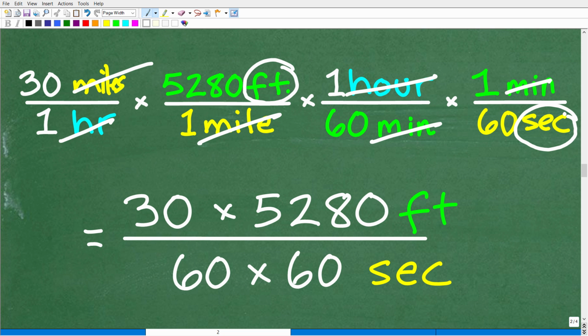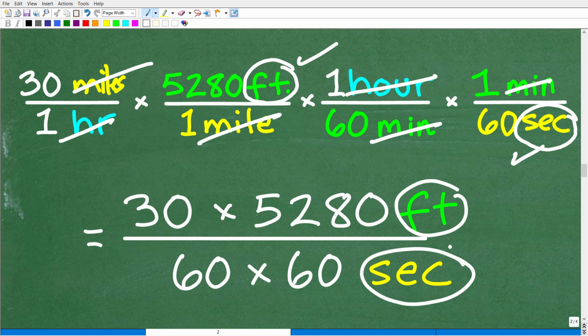So what units of measure remain? I'll have feet in the numerator and seconds in the denominator. And I'll have, again, feet in the numerator and seconds in the denominator. So this is feet per second. Seconds, excuse me. Okay, but what do we have to multiply by?